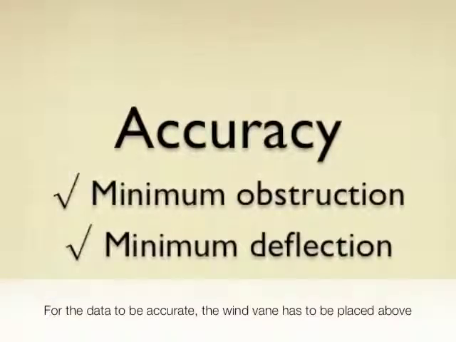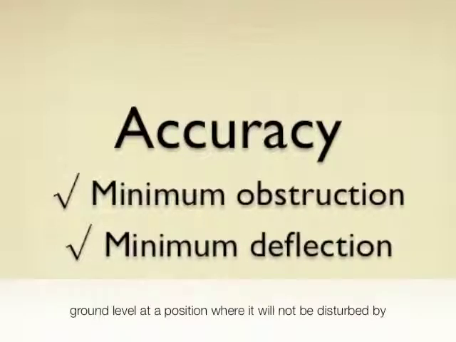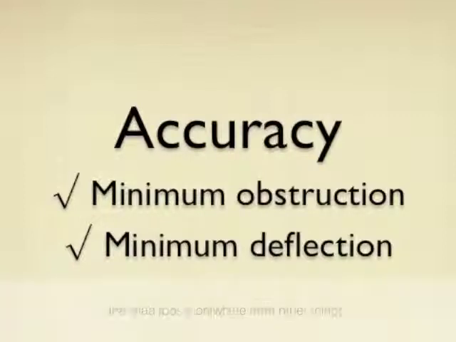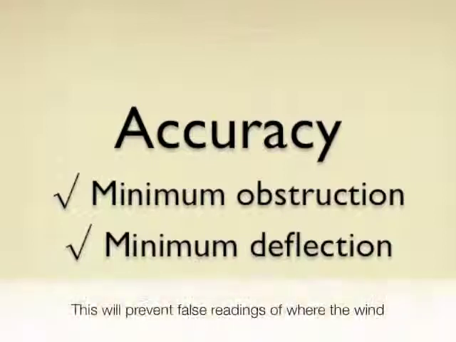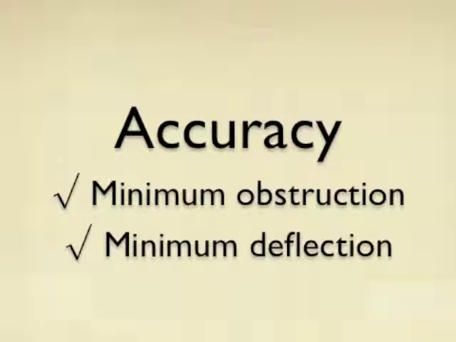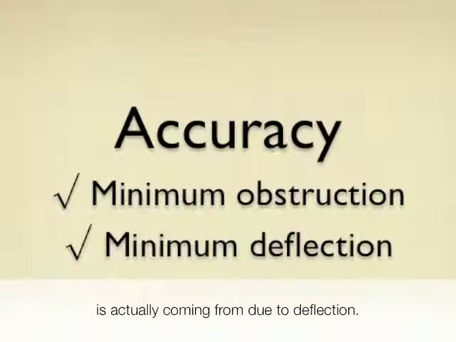For the data to be accurate, the wind vane has to be placed above ground level at a position where it will not be disturbed by the wind that is deflected from other things. In addition, it should be put in an open space as there will not be objects and buildings in the way of the wind. This will prevent false readings of where the wind is actually coming from due to deflection.